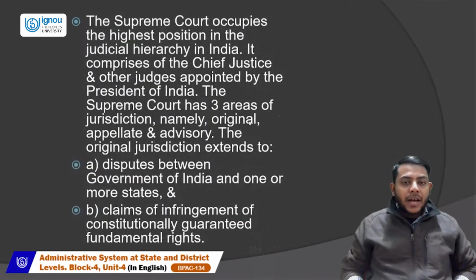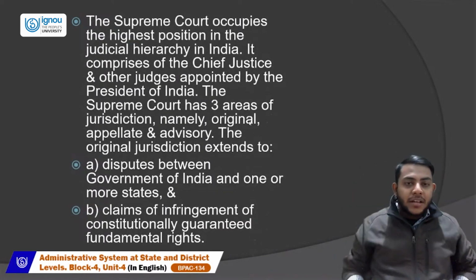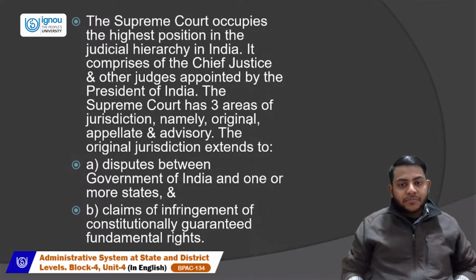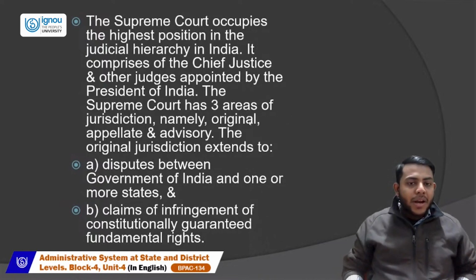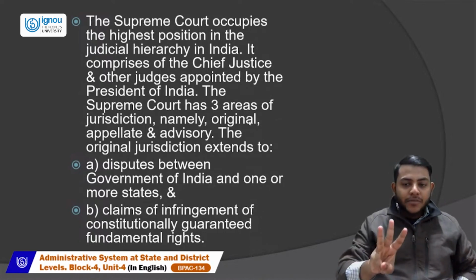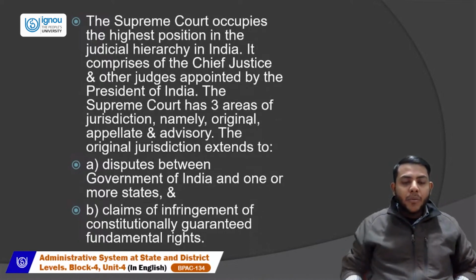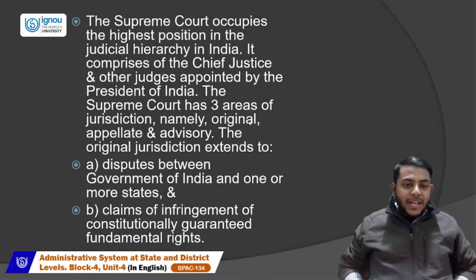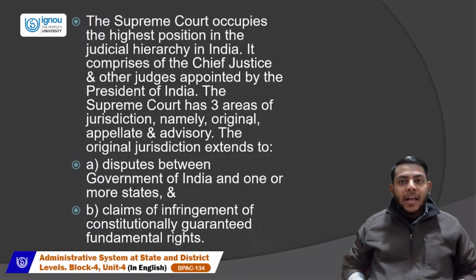The Supreme Court in our country occupies the highest position in the judicial hierarchy of India. The Supreme Court of India comprises the Chief Justice as well as other judges who are appointed by the President of India. The Supreme Court has 3 areas of jurisdiction. Now, what are these 3 areas of jurisdiction? The first is original jurisdiction. The second is appellate jurisdiction. And the third is advisory jurisdiction.